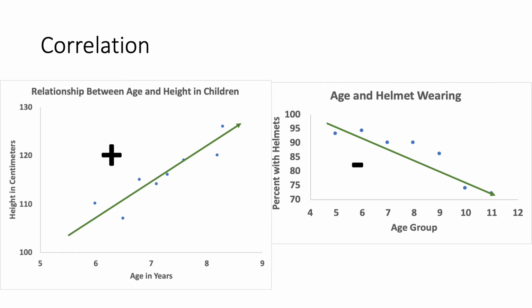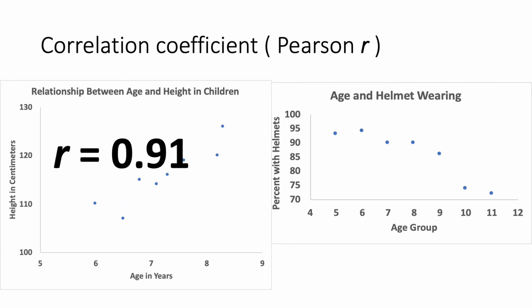So now let's put some numbers to this. It turns out when we do the mathematics, we use what's called the Pearson R. R is equal to 0.91 for the height and years relationship. That is a pretty strong positive relationship. The other one, the age and helmet wearing, is negative 0.92. It is also a very strong relationship, but in this case, it's inverse. It's negative and it's falling to the right.